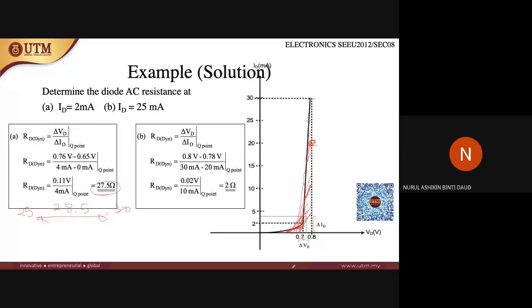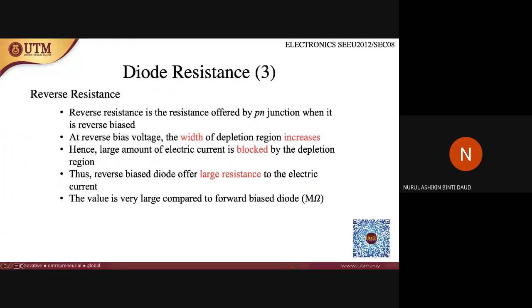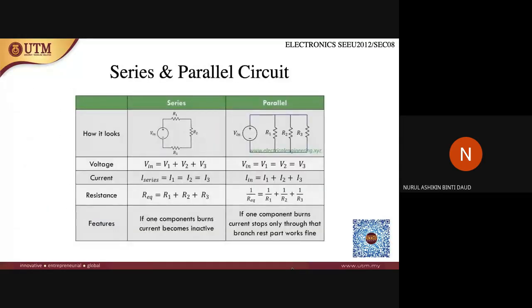Okay, alright. So shall we go next? Next is about series and parallel circuit. So series and parallel circuit is just your refreshment. What is series, what is parallel?